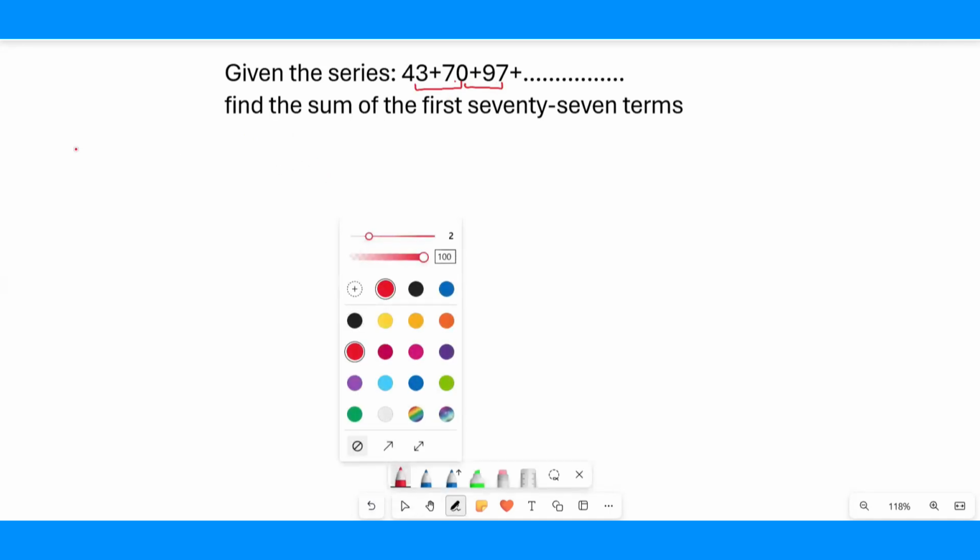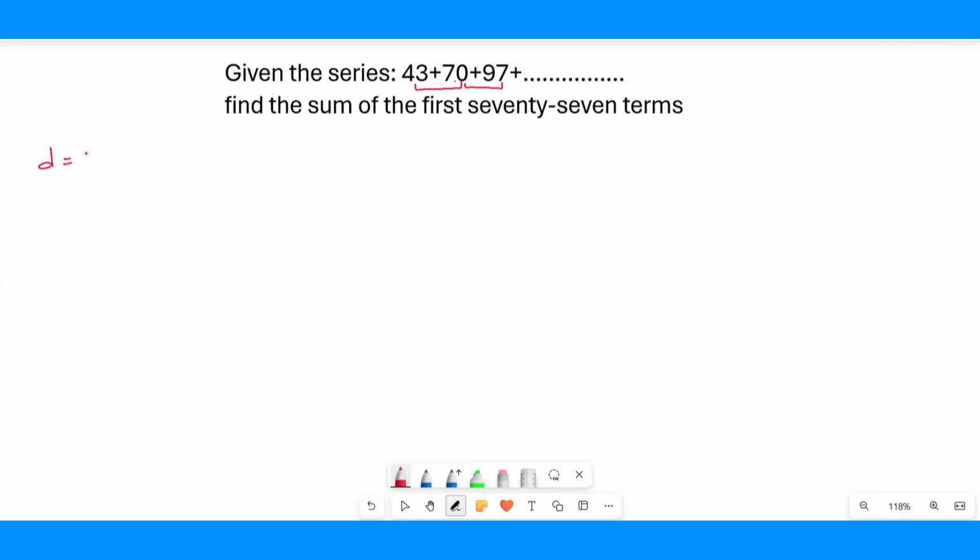So the d value is actually 27. We actually have the first term here, which is 43. So this is a. Now, if we have a and we have d, then we're able to find the sum of any number of terms that we want. So there's a formula that says the sum of the first n terms is equal to n divided by 2 times (2a plus (n minus 1)d).